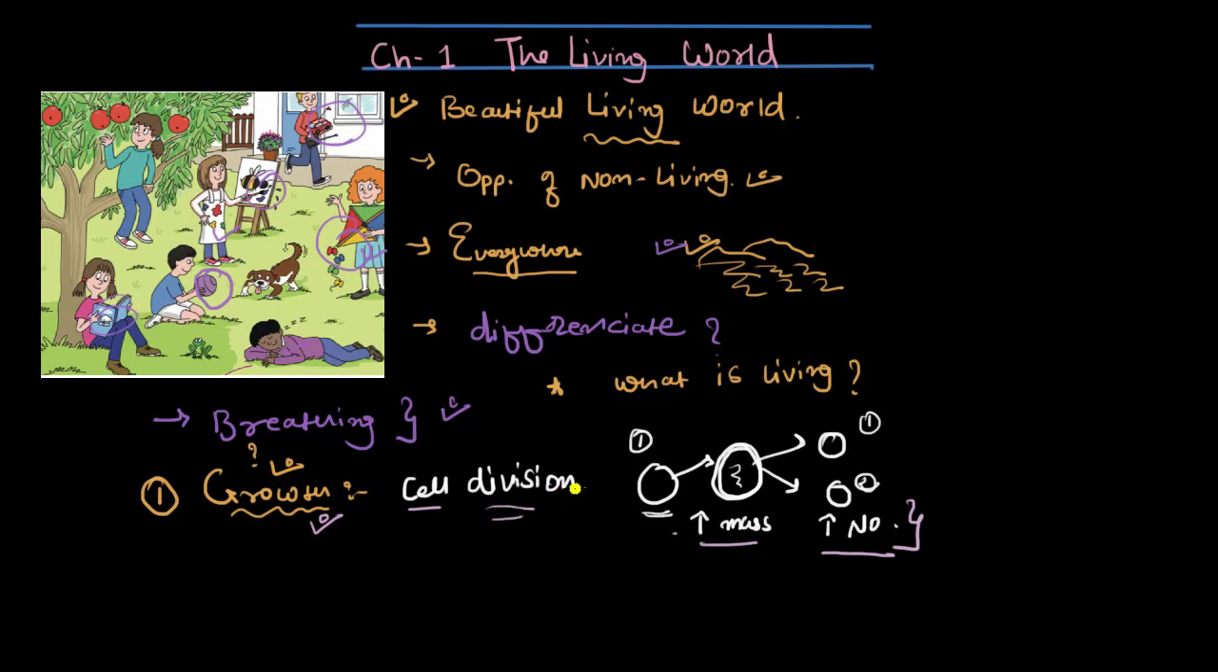Why? Because right now I have talked about only one cell. You are a multicellular organism, right? And all the cells in your body grow like this only. So that is why the cell division in you, where there is an increase in mass and number, is called growth. Now, do all living things grow in the same manner? I would say no.